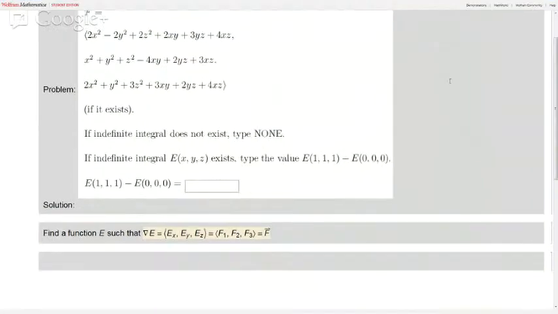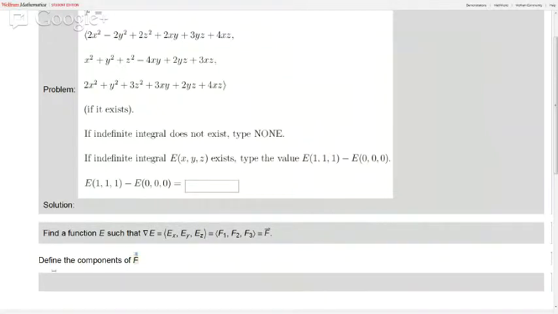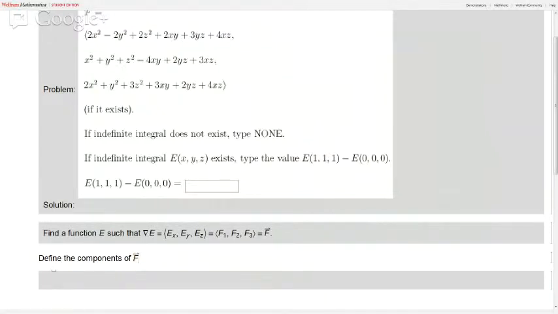Alright. So, first what I need to do is define the components of f as the partial derivatives of some function e.